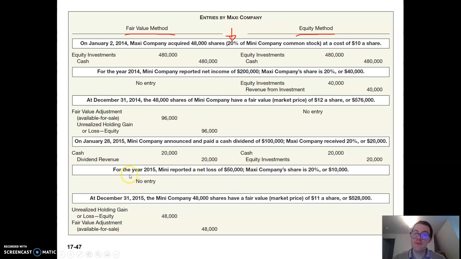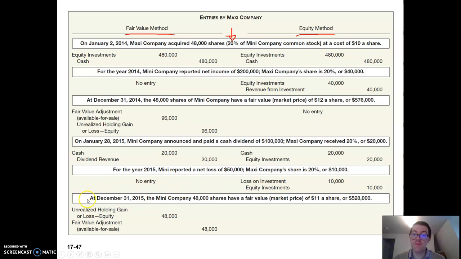All right, let's keep going with 2015. Mini reports a net loss. So instead of net income, they have a loss for the year of $50K. And our share is 20% of that, or $10,000. Under fair value method accounting, there is no journal entry, but for equity method accounting, we have a loss on the investment, and the base in our equity investment account will go down.